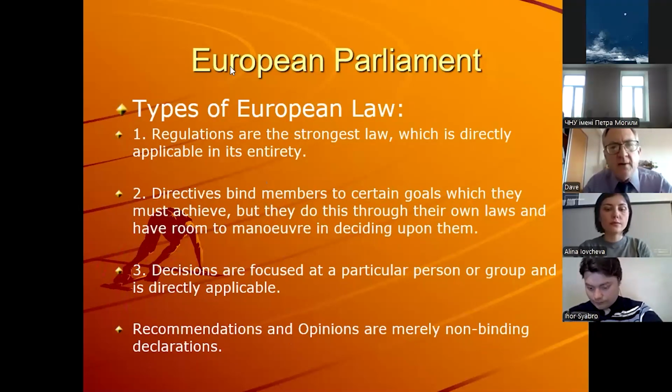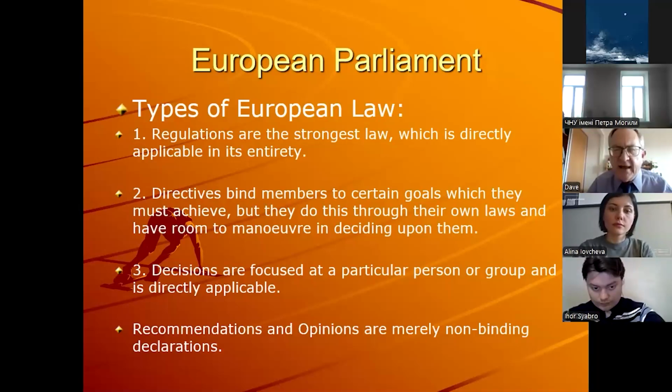Now, what are the types of European law that the Parliament is voting on? Well, there are basically three types of European law that you should know. The very first type, and these are all European law, but these are particular names of the types of law. The first one is called a regulation.